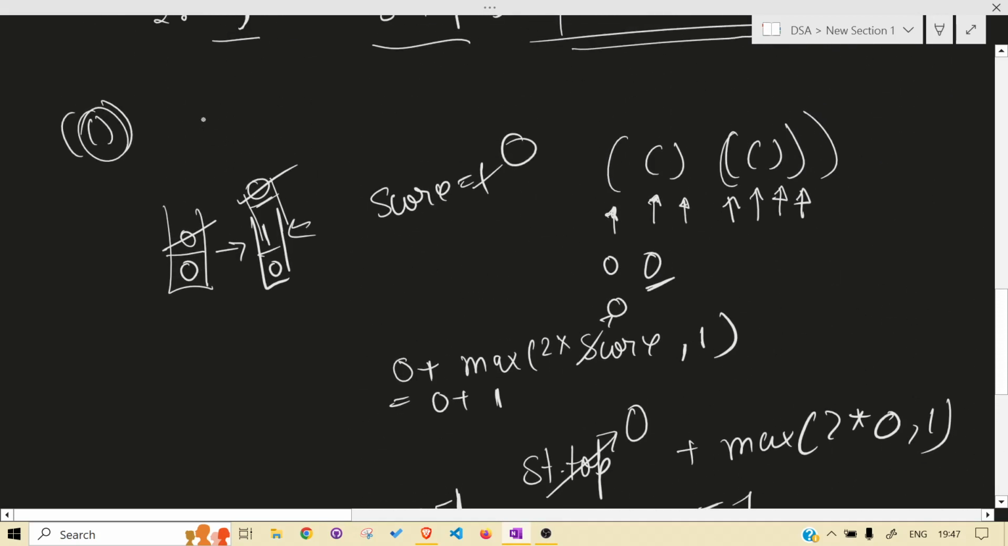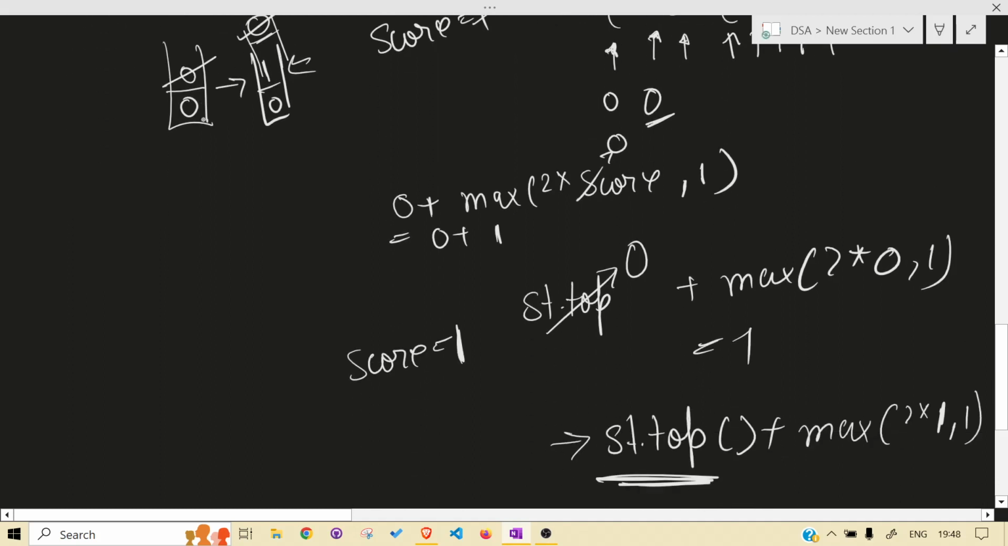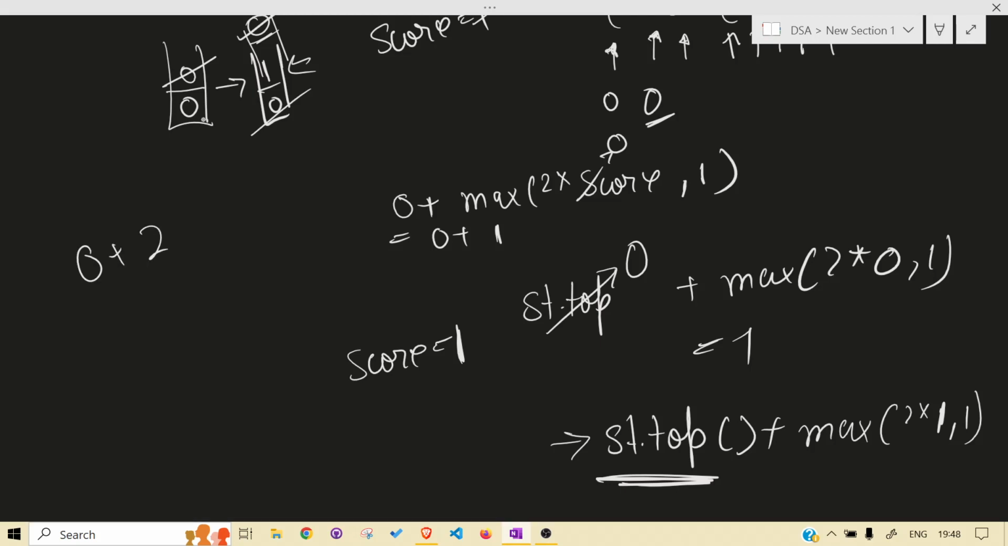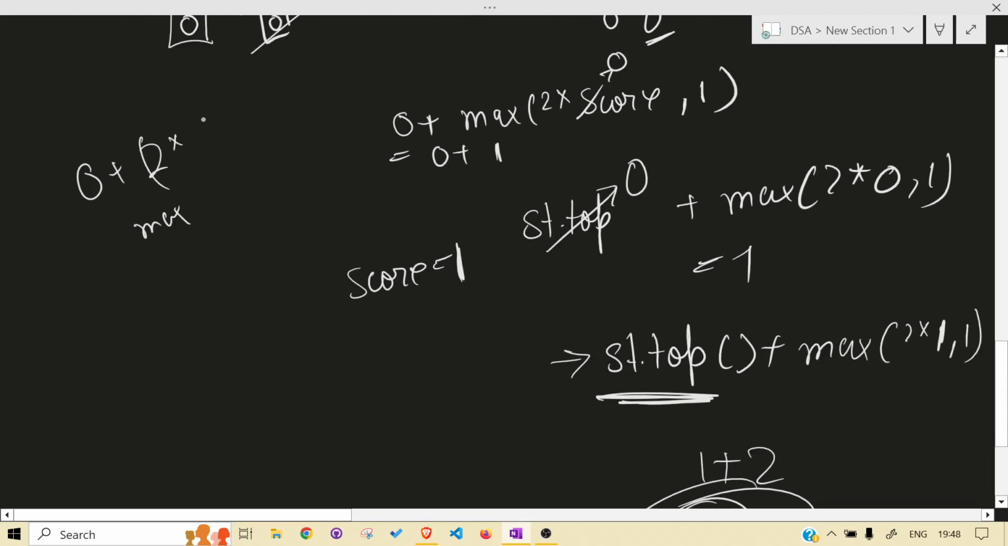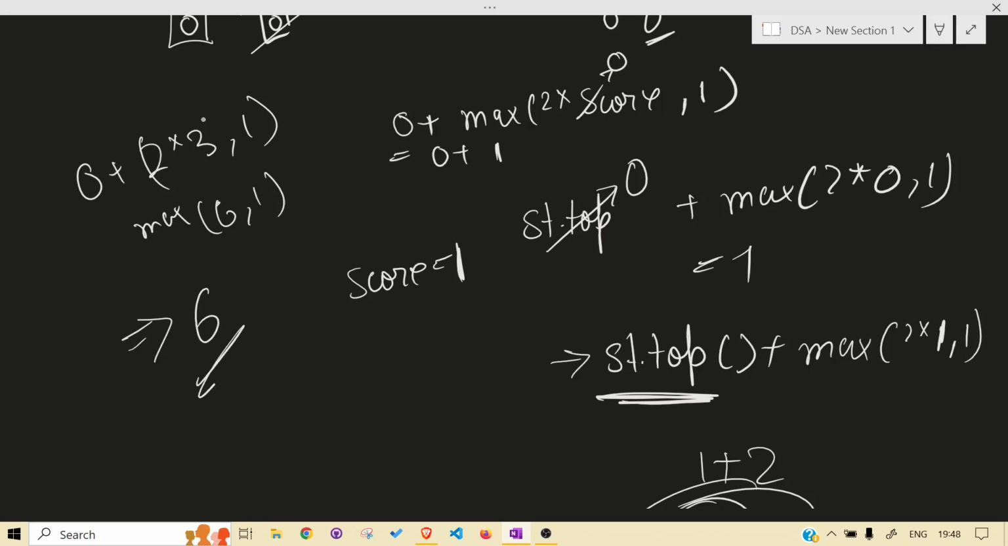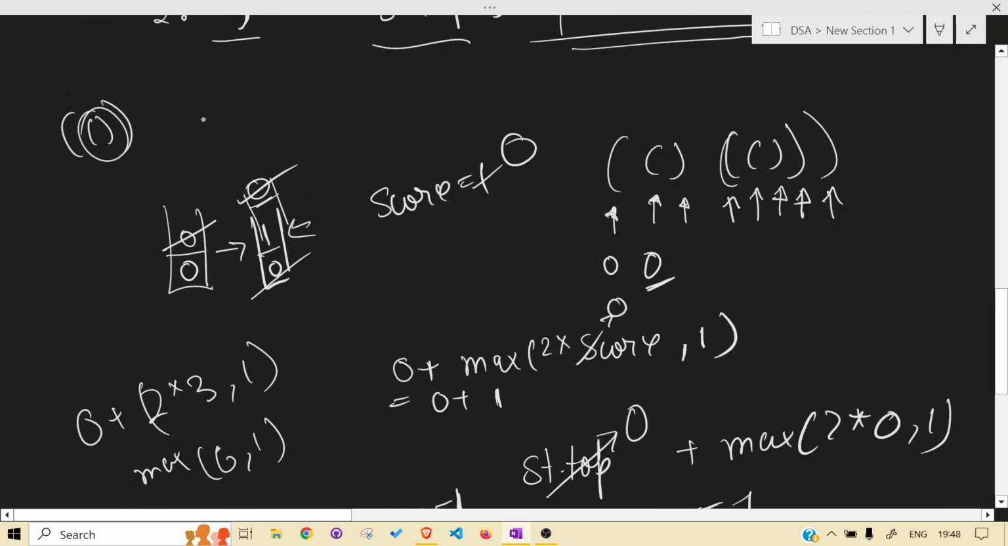Again we have a closing bracket. Now stack top is 0. Previous what we have, 0 plus 2 into, we are taking max. What is the current score? Current score is 3. 2 into 3 comma 1, 6 comma 1. What we will be having is 6. 6 is the answer that will be formed using this algo.